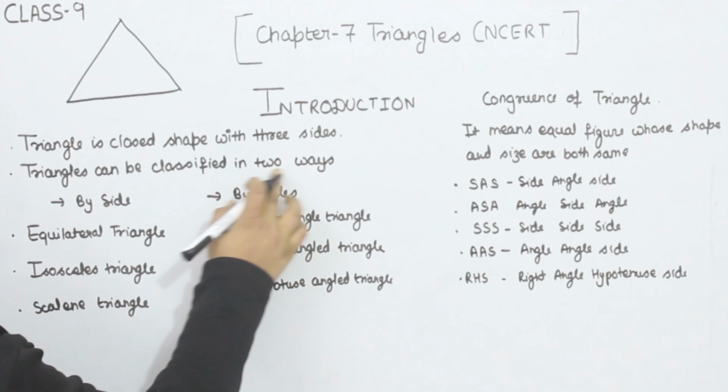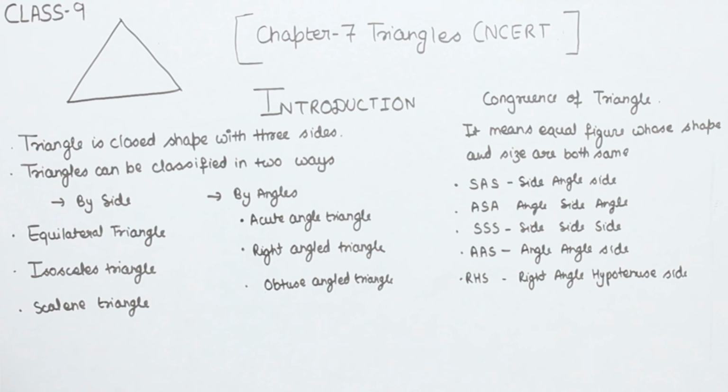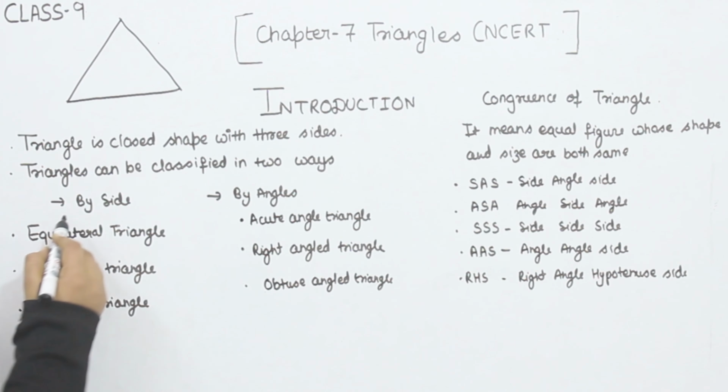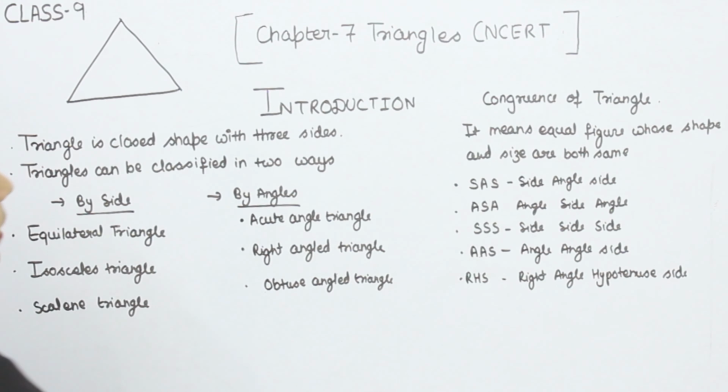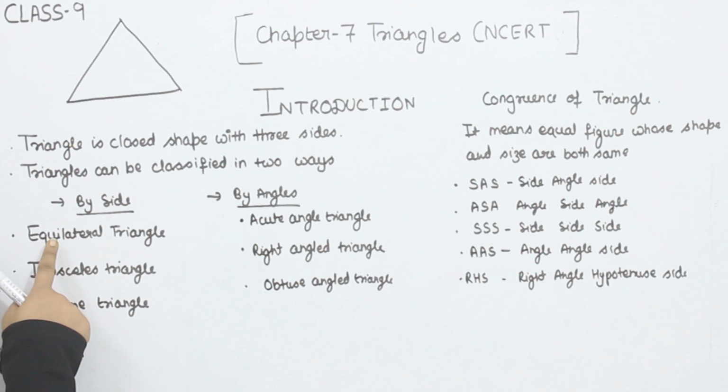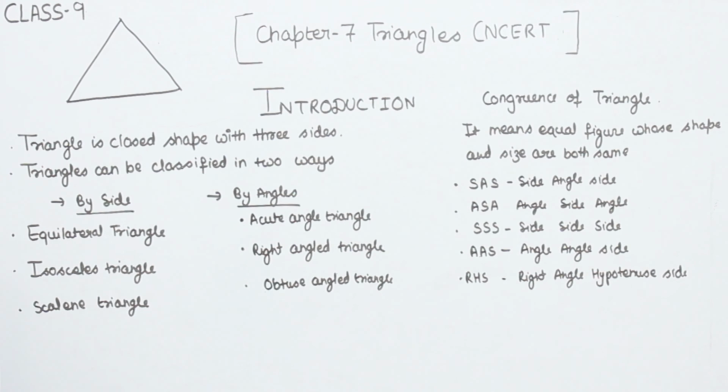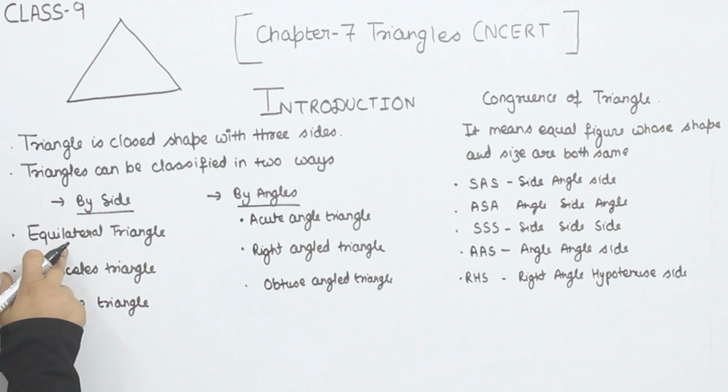Now comes the next one. Triangles can be classified in two ways: first by the sides and the second by the angles. First we are going to study by sides. The first type is the equilateral triangle. In the equilateral triangle, all sides of the triangle are equal. So this one is the equilateral.